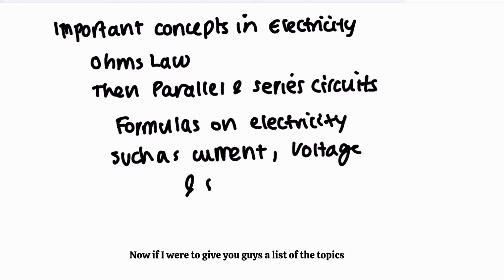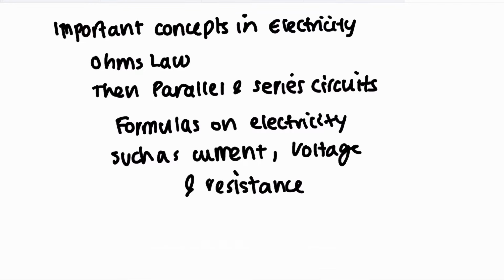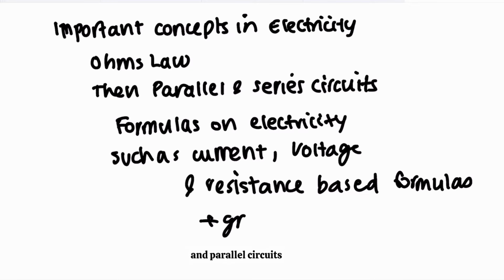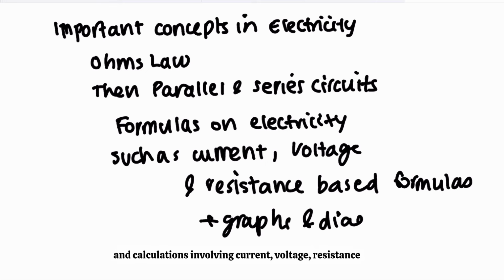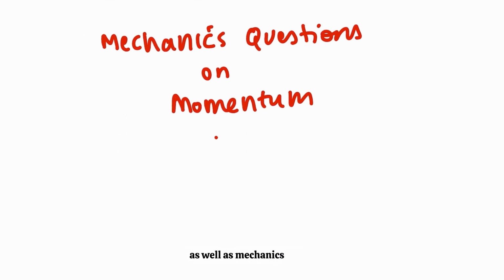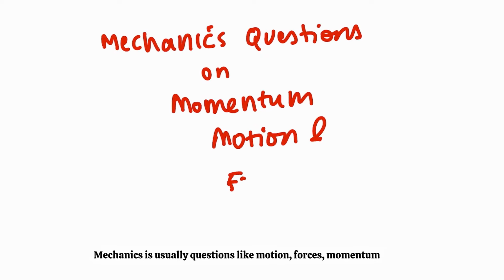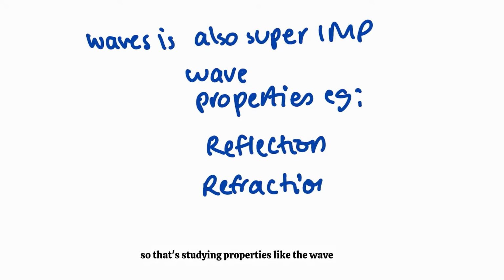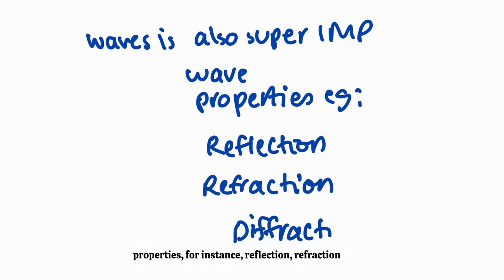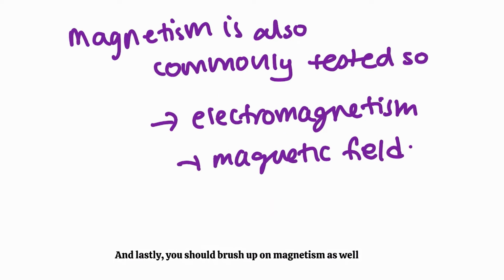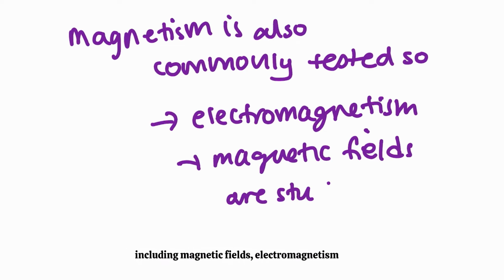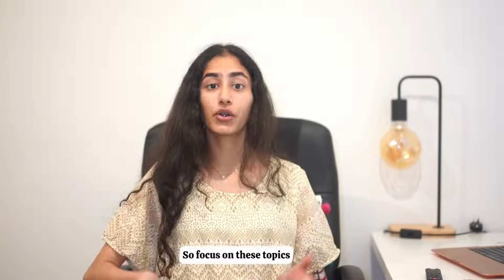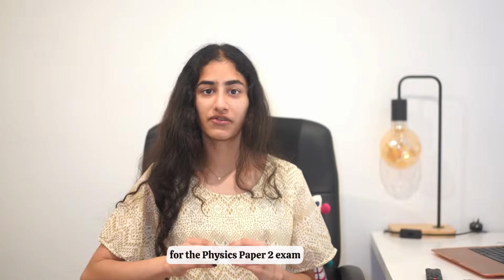Now if I were to give you guys a list of the topics that are most commonly tested, usually in physics it's electricity, so Ohm's law, knowing how to work with series and parallel circuits, and calculations involving current, voltage, resistance, as well as mechanics. Mechanics is usually questions like motion, forces, momentum. Waves is also a really common topic, so that's studying the wave properties, for instance reflection, refraction, sound, light, waves, things like that. And lastly, you should brush up on magnetism as well, including magnetic fields, electromagnetism, because these are the ones that are commonly featured in all paper 2 exams. So focus on these topics to make sure you're maximizing your marks for the physics paper 2 exam.